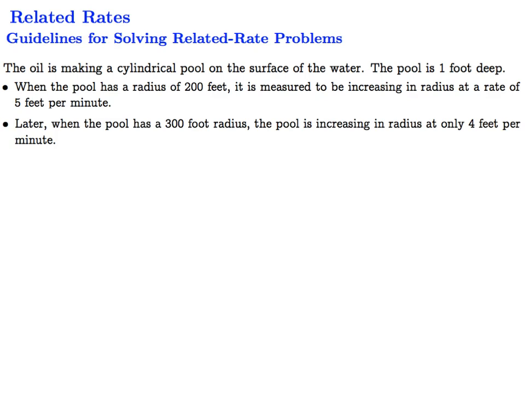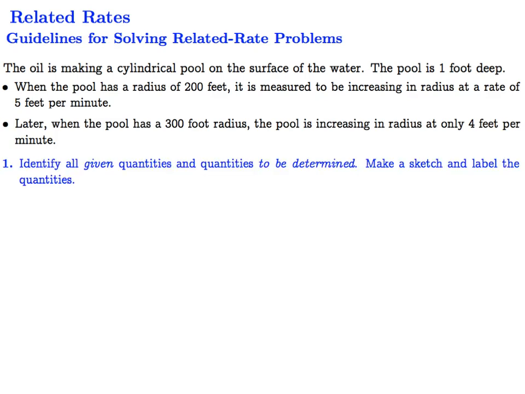We really want to figure out, well, what do we know about the volume? And to do this, I'm going to give some guidelines, but here I've also copied the information from our problem. So the first thing we want to do is identify all given quantities and the quantities that are to be determined, and finally make a sketch and label the quantities. So these all happen somewhat in order. The thing is we've got this pool of oil and it's forming a cylinder here.